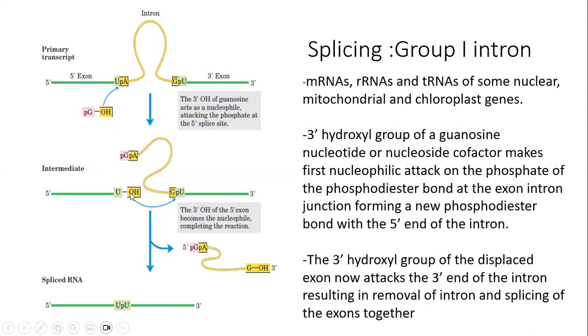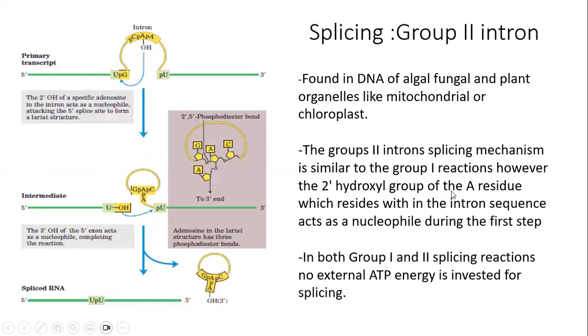This newly formed nucleophile will now begin the second nucleophilic attack at the 3' splice site. In the process, it will itself form a bond with the exon, and the intron is displaced or removed in the process. Now, coming to the group 2 splicing mechanism. It is found in the DNA of algae, fungi, and plant organelles like mitochondria or chloroplast.